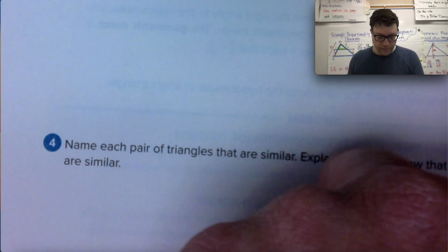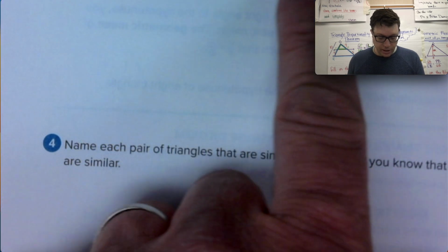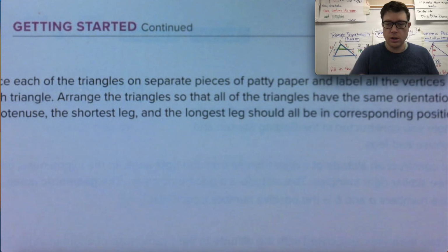Trace each of the triangles on separate pieces of patty paper and label all the vertices on each triangle. Arrange the triangles so that the triangles have the same orientation. The hypotenuse, the shortest. Oh my gosh, this is like crucial. And I'm not even showing you. It's so crucial. Let me zoom out a little bit.